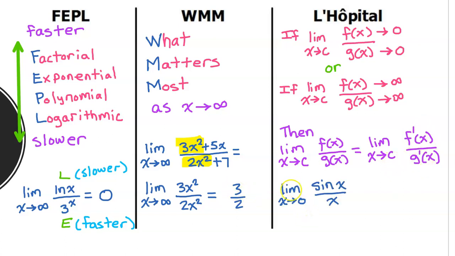For example, consider the limit as x approaches 0 of sine x over x. Direct substitution gives us 0 over 0. So it satisfies L'Hopital's rule. Therefore, we can take the derivative of the numerator and the denominator without changing the limit. The derivative of sine is cosine, and the derivative of x is 1. We can find this limit by direct substitution, because the cosine of 0 is 1.